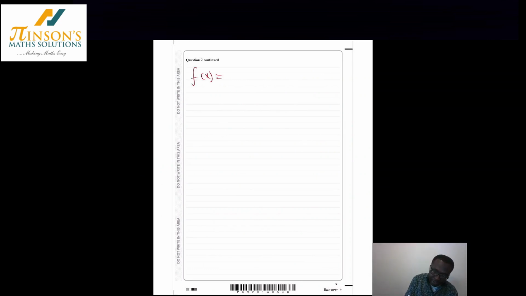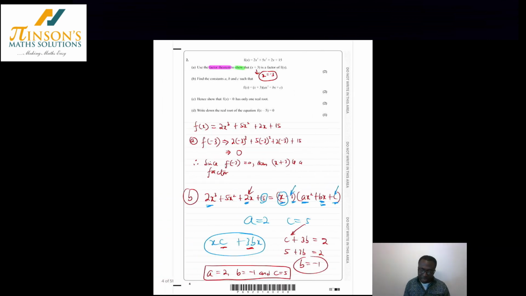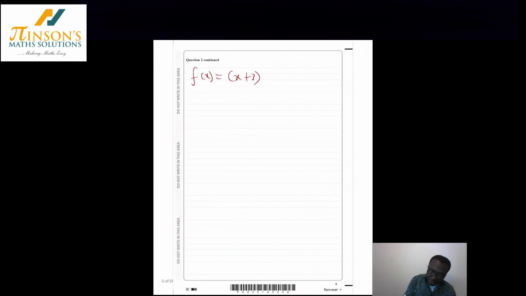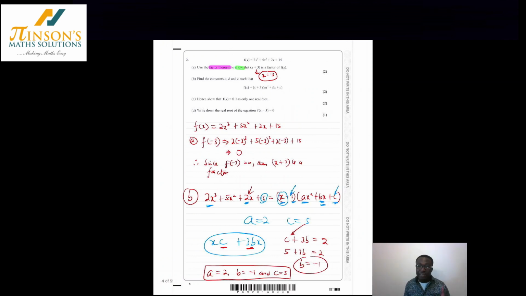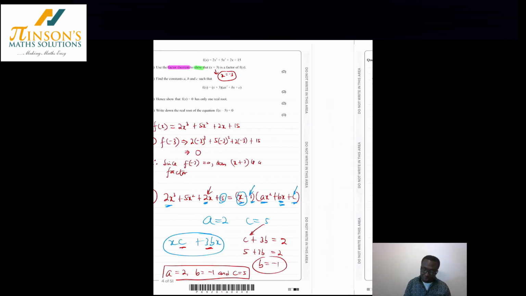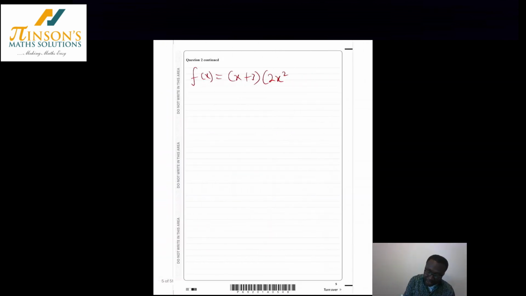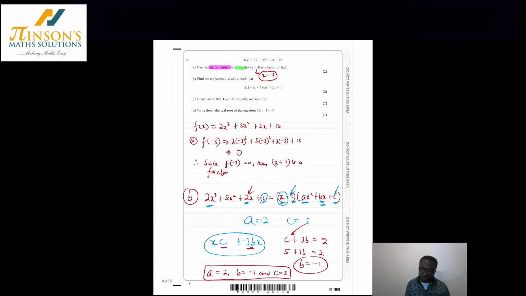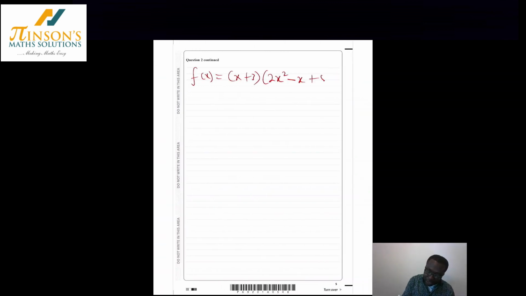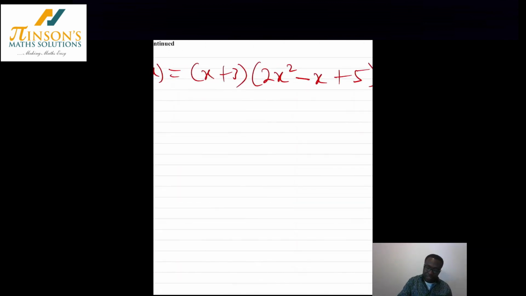F of x is x add 3, and then remember we have ax squared. A is 2, so we'll have 2x squared. And then we've got add bx. B is minus 1, so minus x. Okay, so we're going to have minus x. And then we've got add c. C is 5, so add 5. So this is the same f of x.